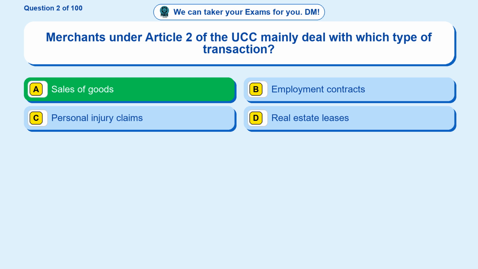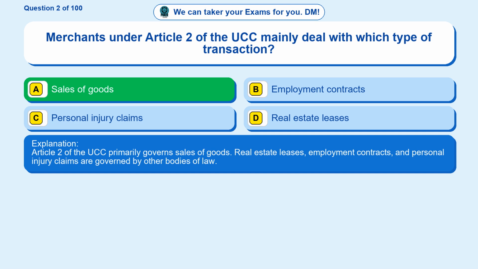Sales of goods. Article 2 of the UCC primarily governs sales of goods. Real estate leases, employment contracts, and personal injury claims are governed by other bodies of law.